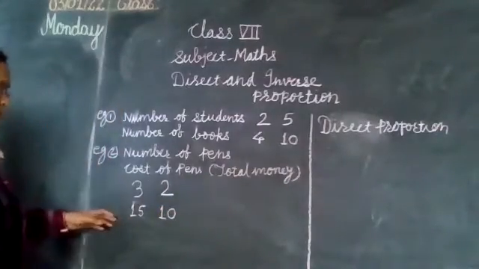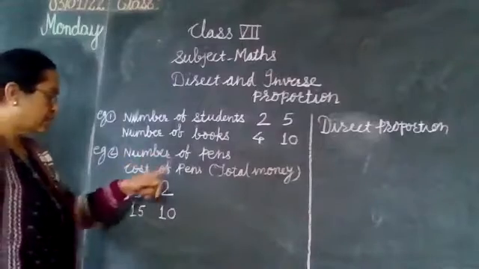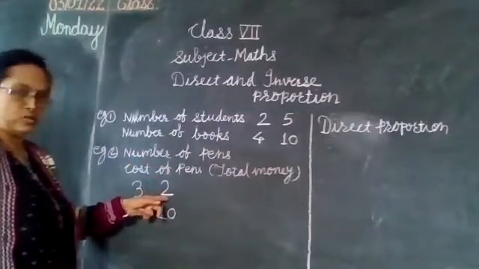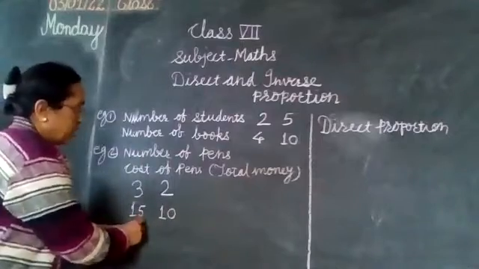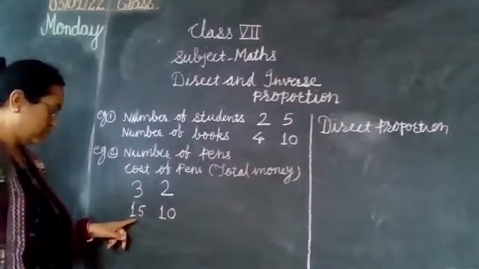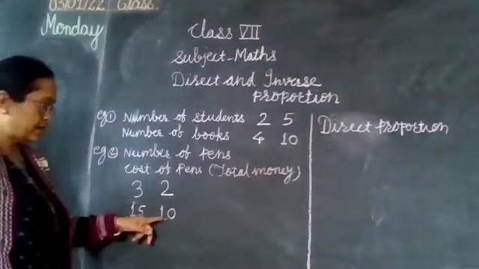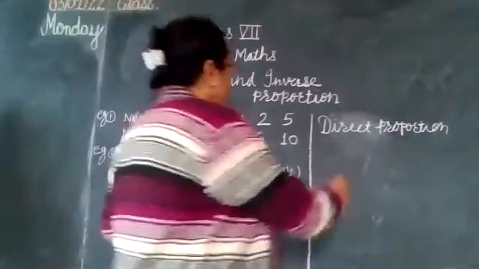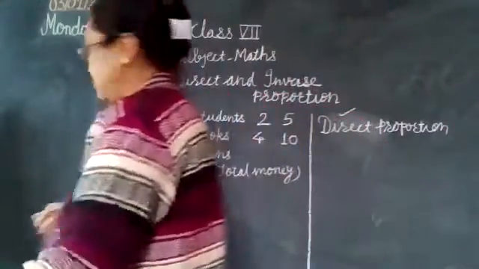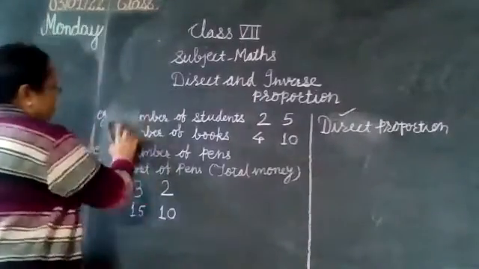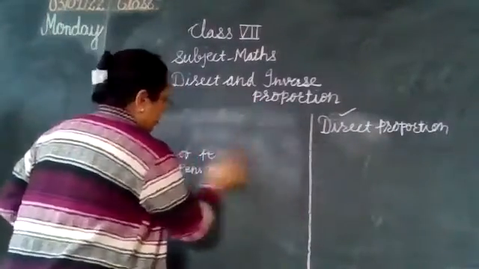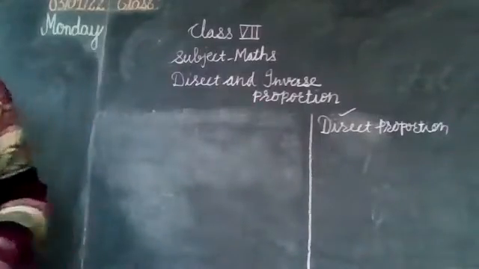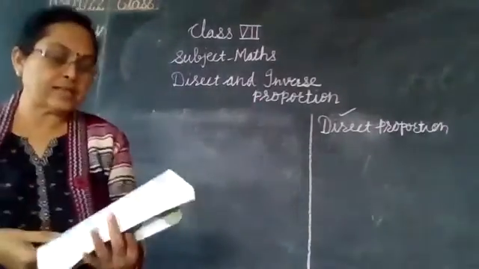10 rupees. Now here the first quantity, number of pens, is decreased. 3 is decreased to 2. Here also the price, that is the total money we have to spend, was 15 and then it was 10. So this example is also of direct proportion. Now let us see some examples on it.